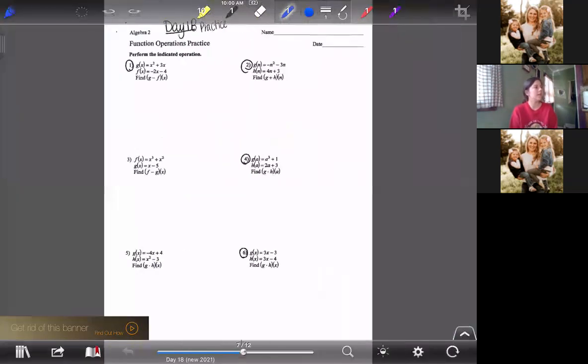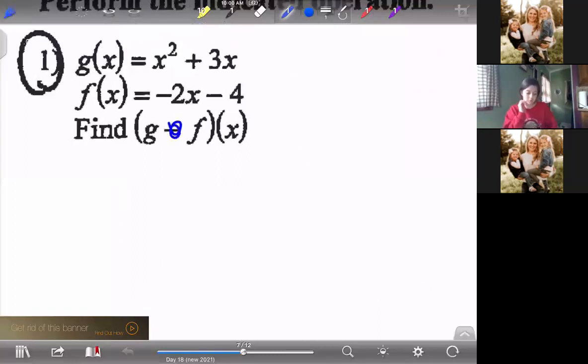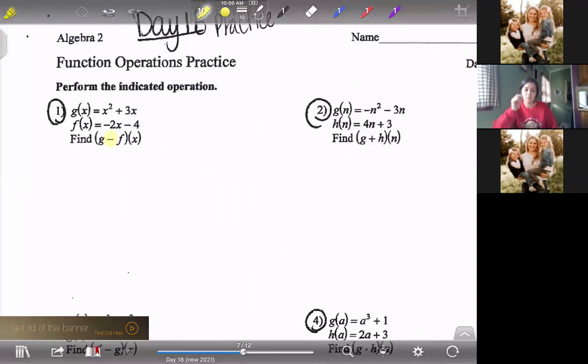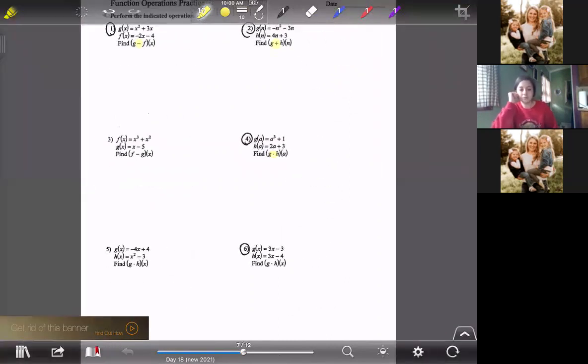All right. Your next page, you have some practice problems to work on. Notice that on this first page, we're subtracting on the first problem. We're adding on the second one. We're multiplying here. It's our boxes. Multiplying for question 6.